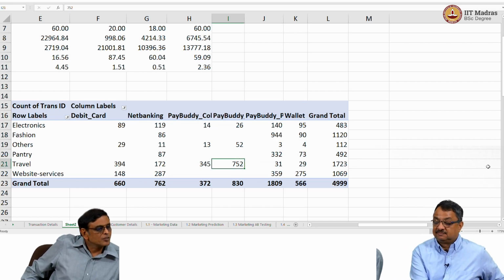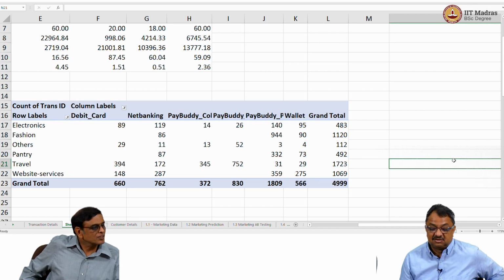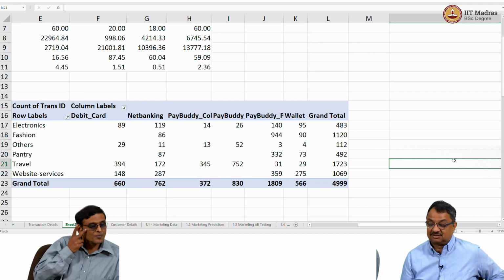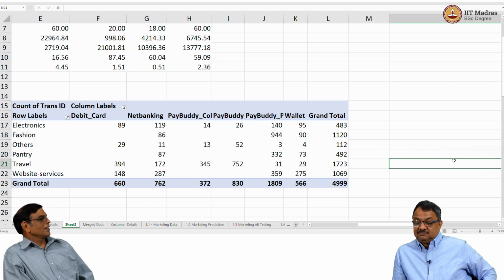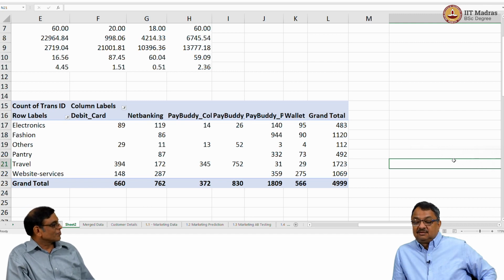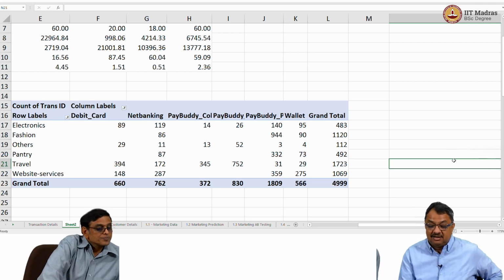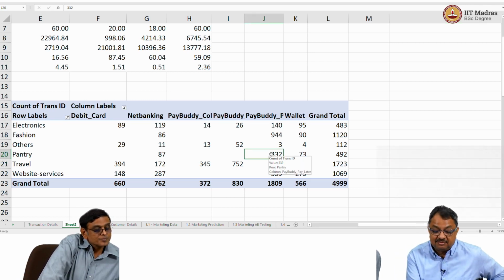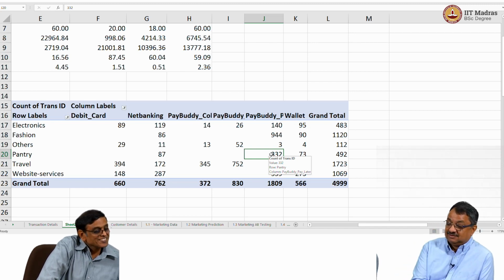But travel, what is the third one? Others, whatever that is; we don't know what it is. Travel is 31 on 1723, small. Website services seems to be another big one. So for travel and others, people don't seem to want Pay Buddy. Whereas for pantry, people are using Pay Buddy, Pay Later also. Interesting.